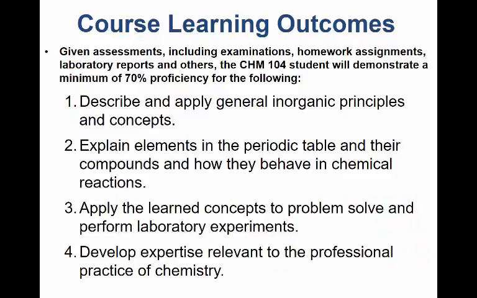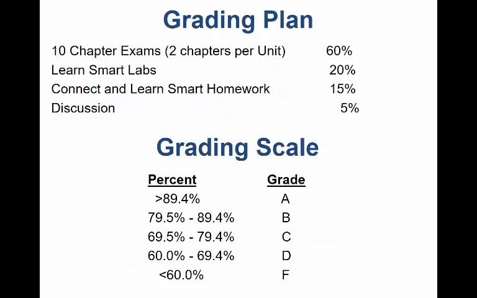Okay, these are our learning outcomes. With 70%, that's a C, you should be able to describe and apply the general principles of our chemistry class, explain elements in the periodic chart and how compounds behave, apply concepts and solve problems, perform laboratory experiments, and develop expertise relevant to the professional practice of chemistry.